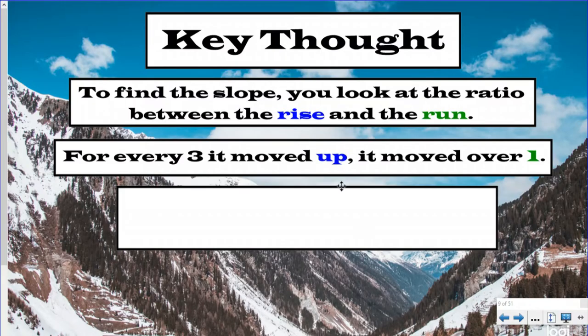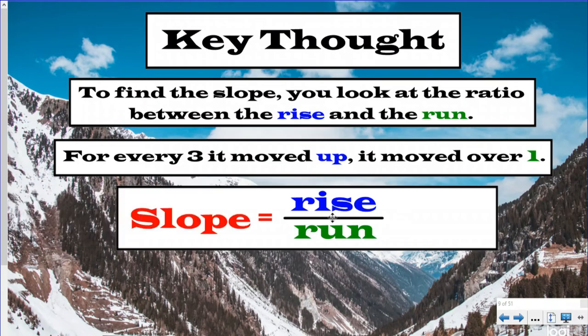So for our previous graph, for every 3 that it went up, it moved over 1. So the rise was 3 because it rose up 3 and then it moved over 1. So to write that, we're going to use our ratio toolbox to write it to look like a fraction, even though it's not really a fraction, right? We can write it to look like a fraction. And we're going to say that slope equals rise over run, right? And so this is the way that we can find out our slope.